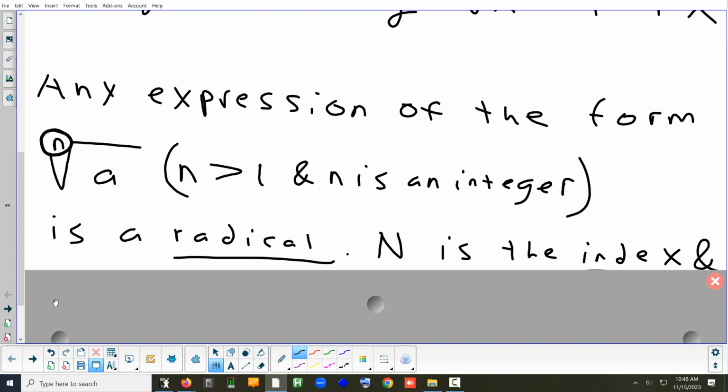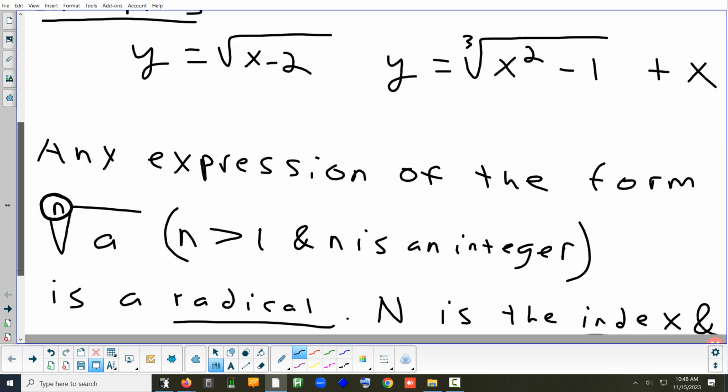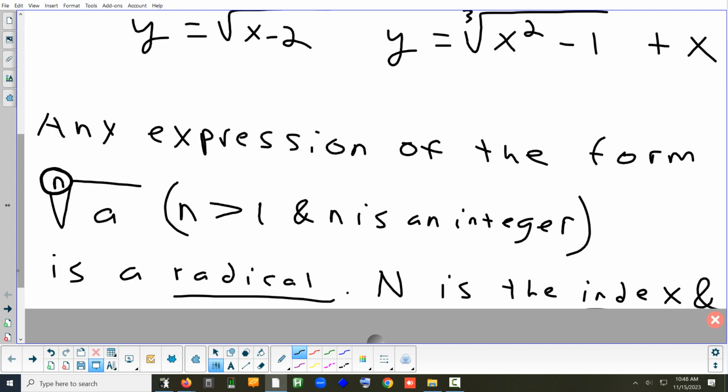The n, which has to be an integer greater than 1, so remember integer means no decimals, is called the index. The index tells you the kind of root you're taking. If you don't put an index, it's always a square root. If you want to write down something other than a square root, you need to put what the index is. And I'm going to show you on the calculator how to type in a cube root or a fourth root or something like that.